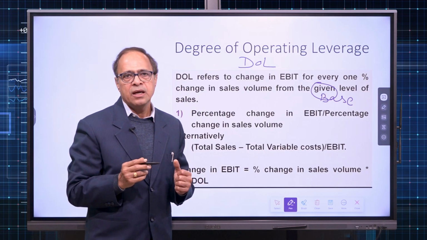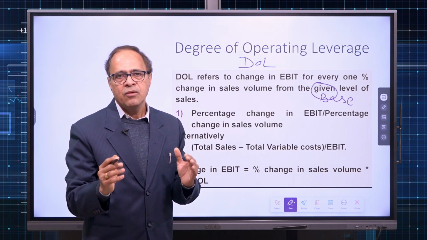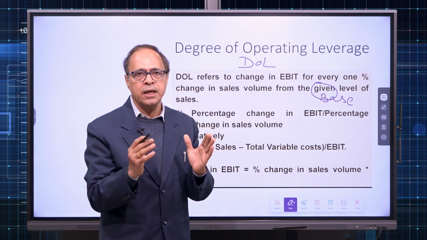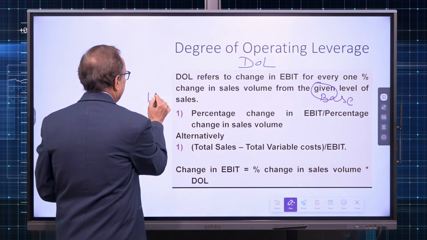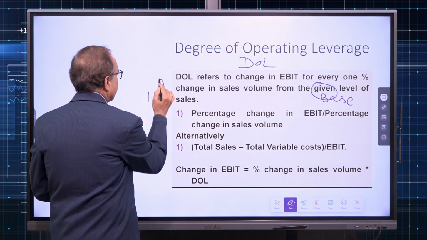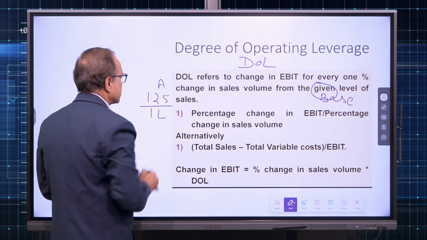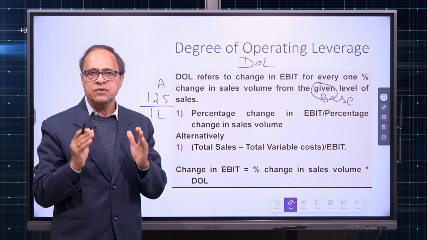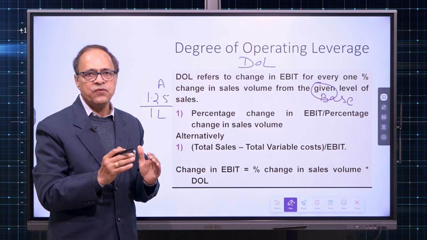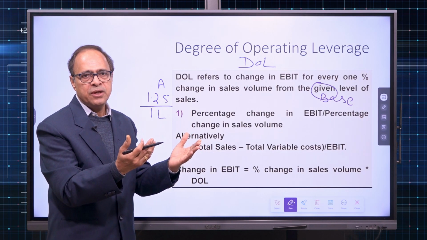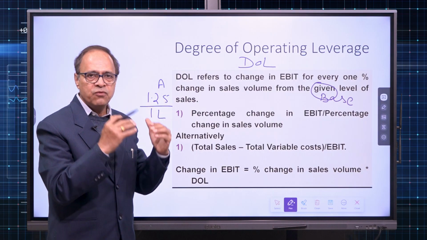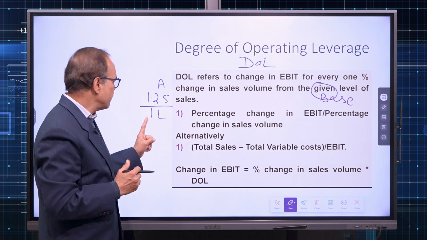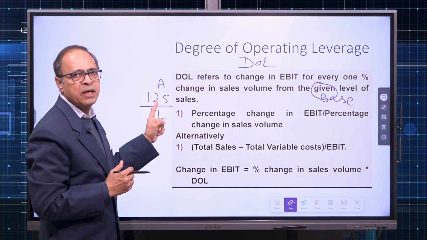For example, at a given level of sales, 1 lakh guests per annum, the degree of operating leverage for Hotel A is 1.25. For Hotel A, the degree of operating leverage for 1 lakh guests per annum is 1.25. This means from this 1 lakh guests per annum level, if the intake, inflow or footfall of the guests increases by 1% from the 1 lakh level, with that 1% increase, EBIT will increase by 1.25%.